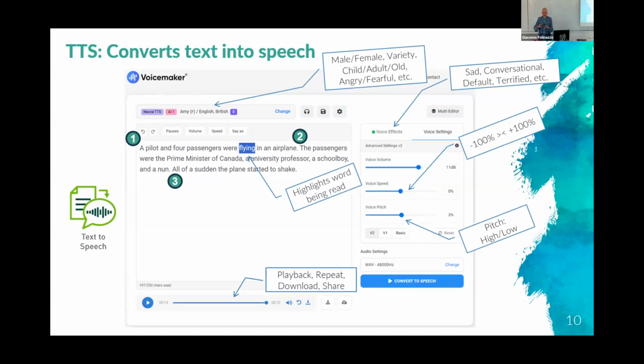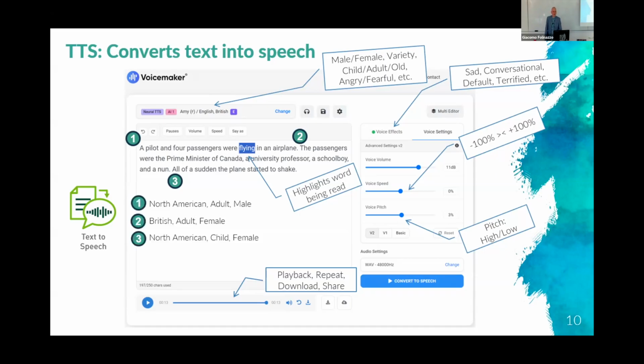So I selected three different types of voices just to give you an idea. One is a North American male, the other one is a British female, and the other one is a child. So I have three samples for you to have an idea about the quality of these voices.